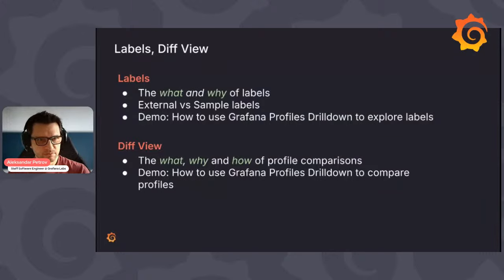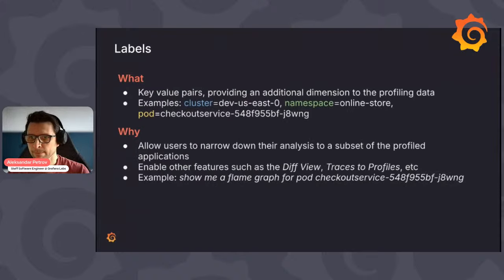So this is the brief agenda. For labels, we're going to talk about what labels are, why we need labels, and a bit about the different kinds of labels that we have in profiling, and then I'll do a short demo using Grafana Profiles Drilldown. And then we're going to do the same for the Diff view. Again, we're talking about what the Diff view is, why we need it, how it works, and then a short demo. So let's start with labels first.